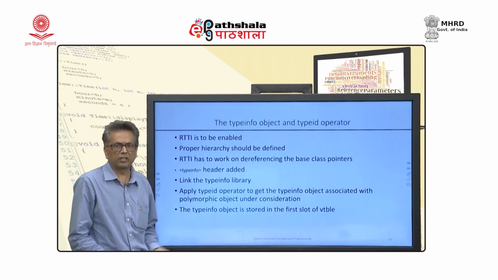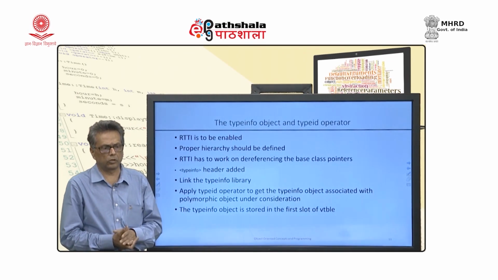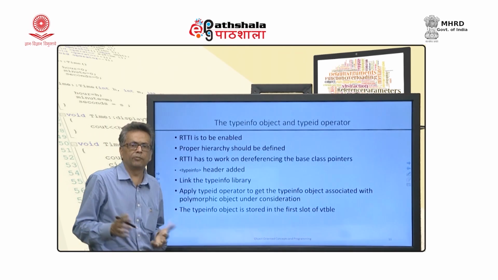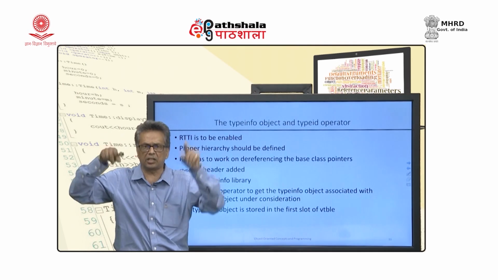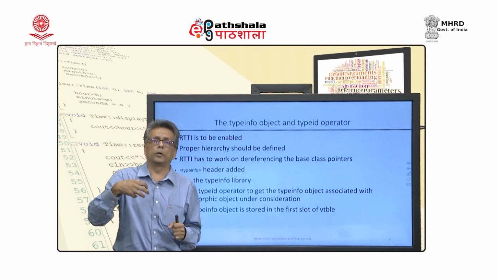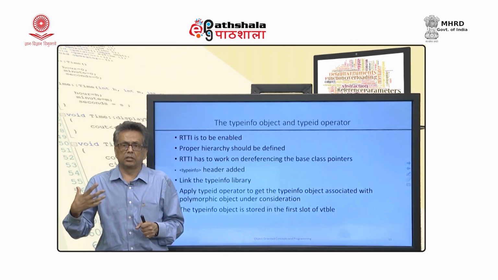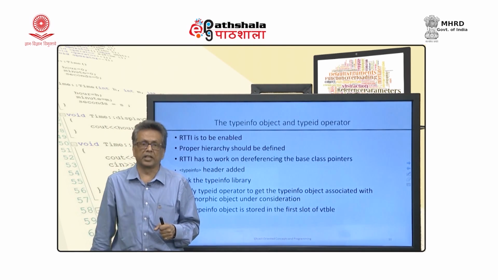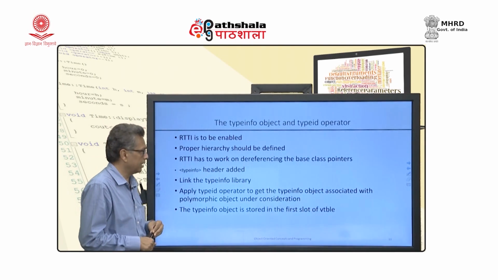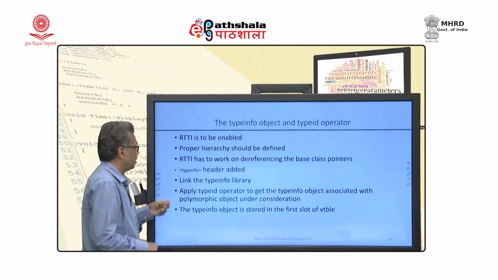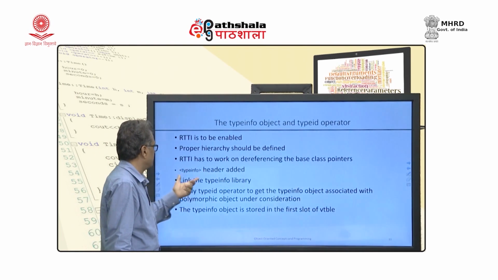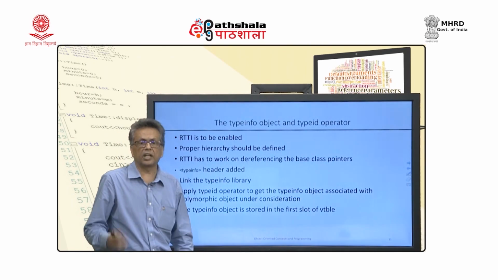RTTI has to work with a dereferenced base class pointer, or using a reference or a pointer to it. We have to have the type info header added. Whenever we do that, the type info object for that polymorphic object can be referred to, and you get 3 important attributes of that particular object. We also have to link the type info library.